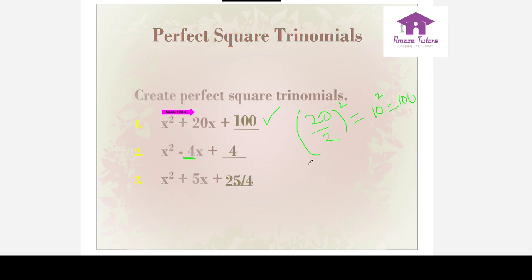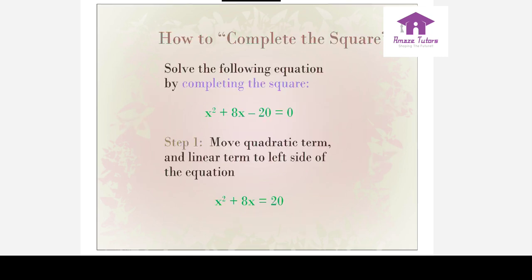No need to consider the negative, just consider the number alone. 4 by 2 the whole square, which is 2 squared, that is why 4. Now 5. So here it is a fractional form because 5 is not completely divisible by 2, that is why we are getting it as a fraction here. 5 by 2 the whole squared: 5 squared is 25, 2 squared is 4. So that is why the constant part for the third question is 25 by 4.